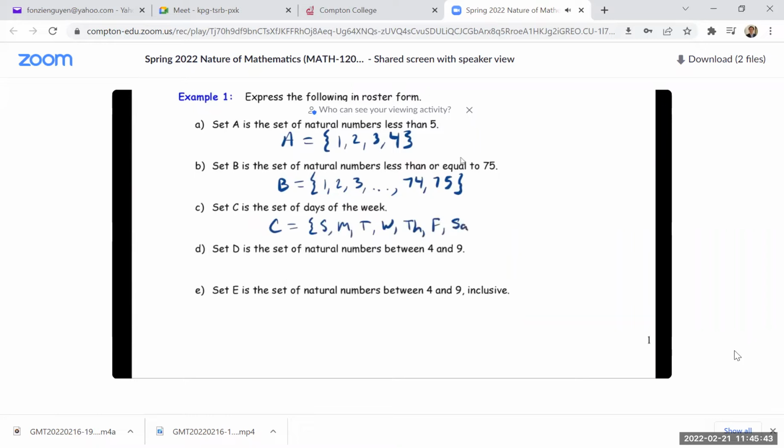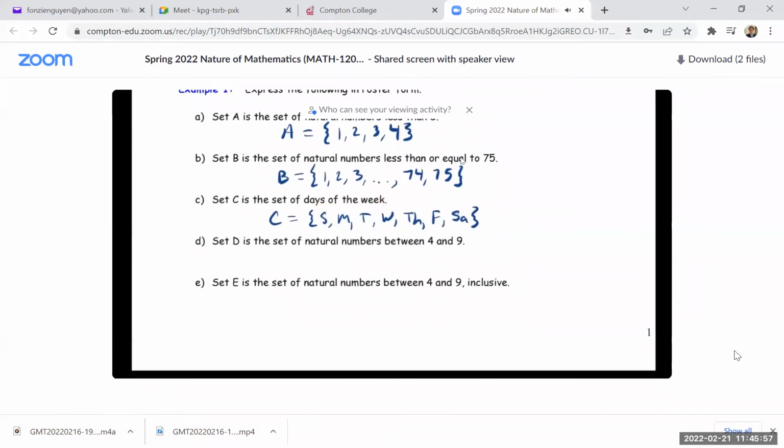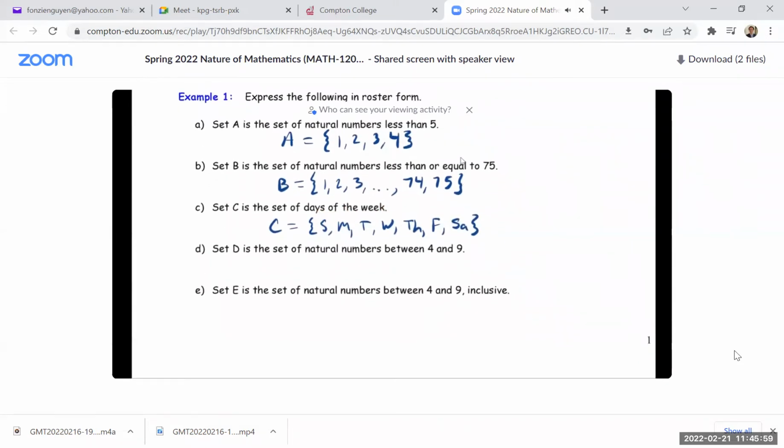Yeah, very good. I'll just call that one SA so we don't confuse it with Sunday. But yeah, you could also write out the entire name if you wanted to. You could write Sunday, Monday. If you wanted to write it out, you can, or you can abbreviate it like us. All right, set D is the set of 5, 6, 7, 8.